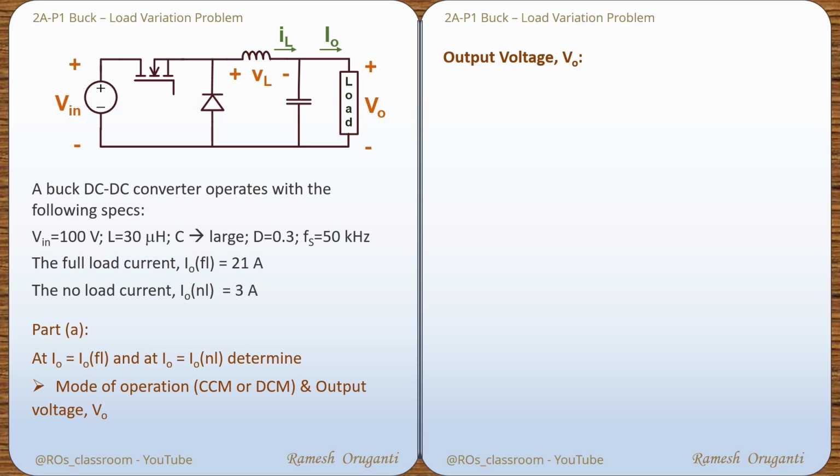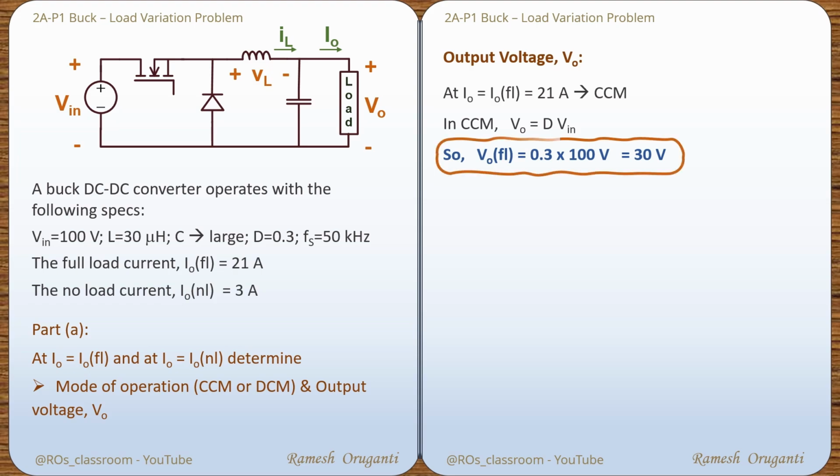The formula to be used will depend on whether we are dealing with CCM or DCM. Under full load conditions, 21 amperes, we showed that the operation is in CCM. And when the converter is operating in CCM, V0 is D Vin. So duty cycle is 0.3, Vin is 100 volts, so V0 is 30 volts.